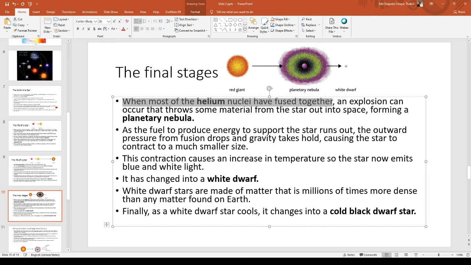Anyway, when most of the helium nuclei have fused together, an explosion can occur that throws some material from the star into space, forming a planetary nebula. Alright? So, why may this occur?